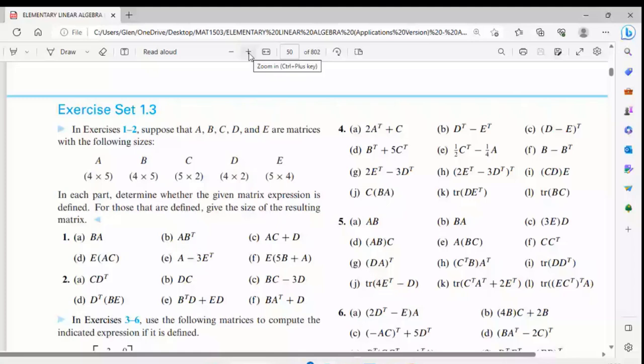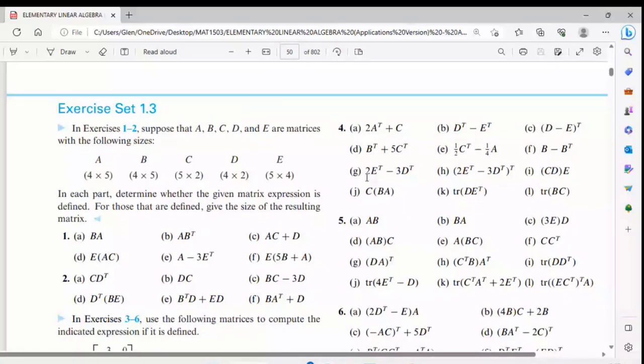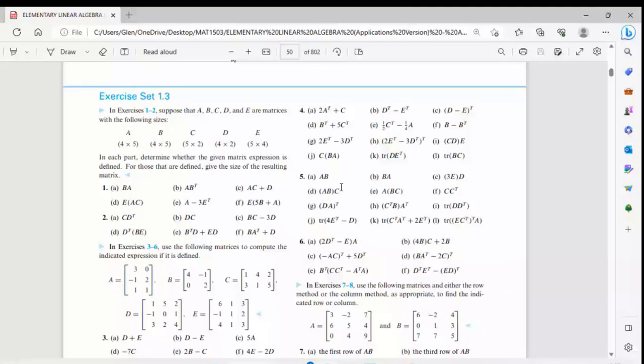Sir, can you please go down a bit for me to see the matrix? Where should I go? Where the matrices are, at the bottom of the page. To zoom back in. Like this. So you see that part where it shows the matrices. Yes, here are the matrices. Thank you, sir. Are you able to see them? Yes, sir.